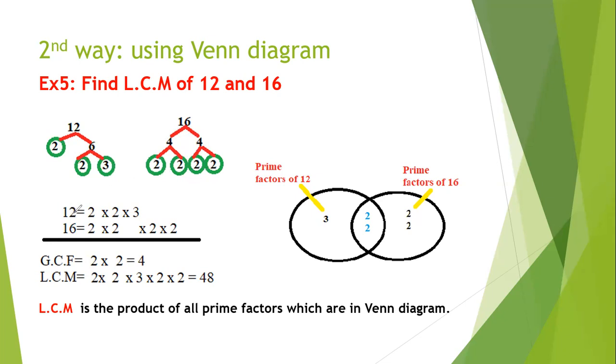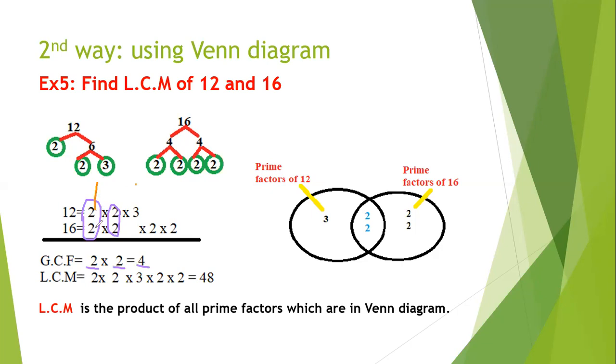So let's write these two numbers, 12 and 16. I can get 12 when I multiply 2 times 2 times 3, and 16 is 2 times 2 times 2 times 2. For the GCF, we take the common only. From this column, I can get 2. From this column, I can get only 2. And here, no common factors. So 2 times 2 is 4. How can I get the GCF from the Venn diagram? It's in the intersecting area. This is the GCF. But to get the LCM, we will take all numbers.